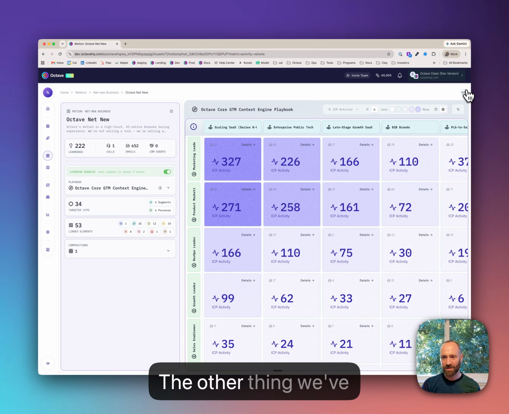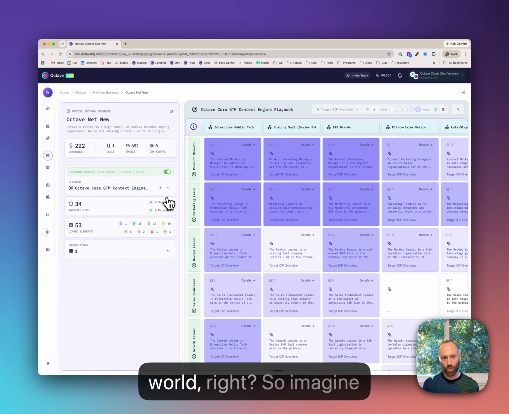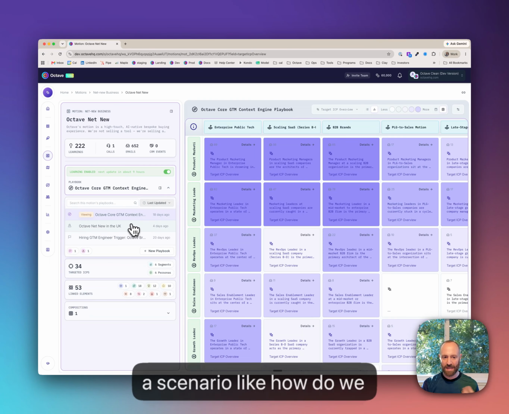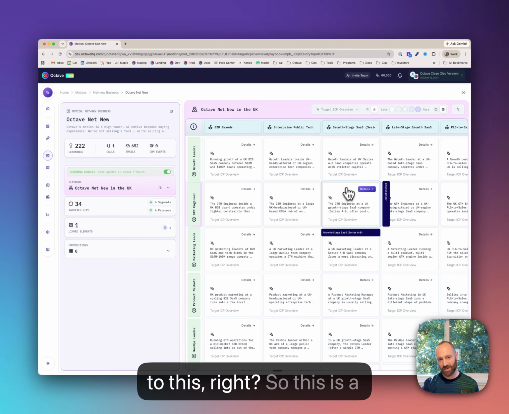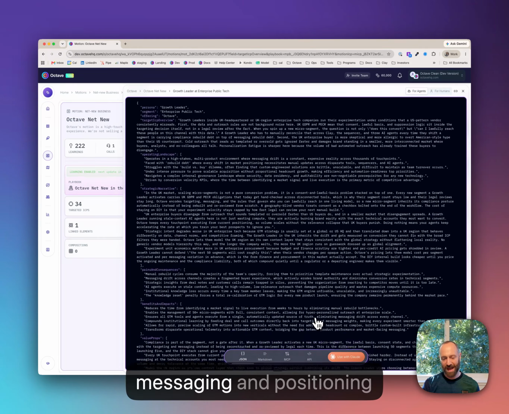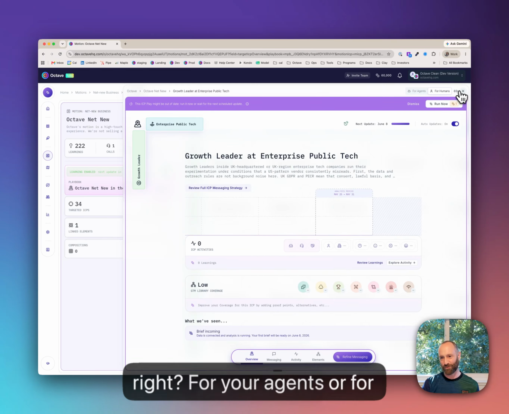That's the power. The other thing we've updated, which is very cool, is we have brought playbooks into this new world, right? So imagine you're running this motion and you want to adapt it for a scenario like, how do we sell differently in the UK market, right? You can build playbooks that are adaptive to this, right? So this is a lens on that motion and instantly adapts all of that messaging and positioning for this unique scenario, right? For your agents or for your humans.